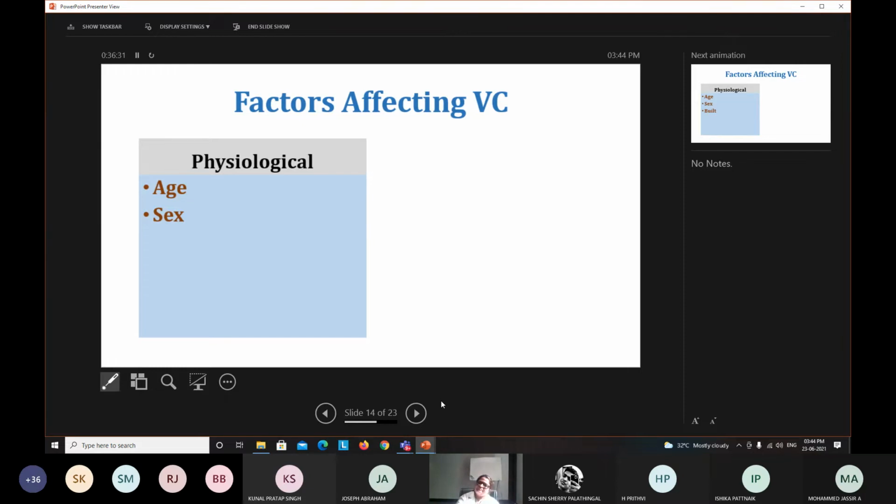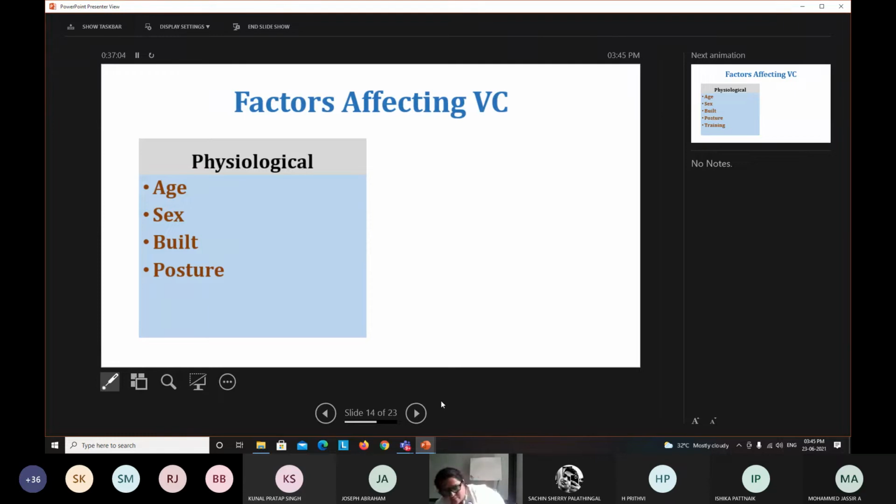The next is build. A well-built person who is fit and fine will have much higher vital capacity compared to an obese or very lean person. Obesity also reduces the vital capacity. A very lean person has less muscle power, so they will have less vital capacity.